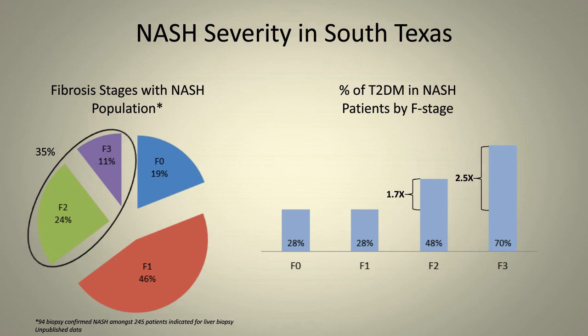And then if you look at the bar graphs to the right, and this is titled the percentage of type 2 diabetes in NASH patients, you see that percentage rises significantly between F2 and F3 patients, such that the majority of my F3 patients, the majority of the 11% of F3 patients, actually had diabetes. And so this is where we get some of the data to suggest that the progression of fibrosis in NASH is driven in large part by diabetes.